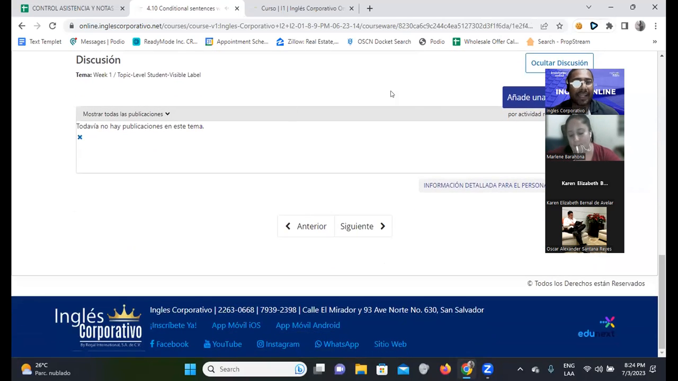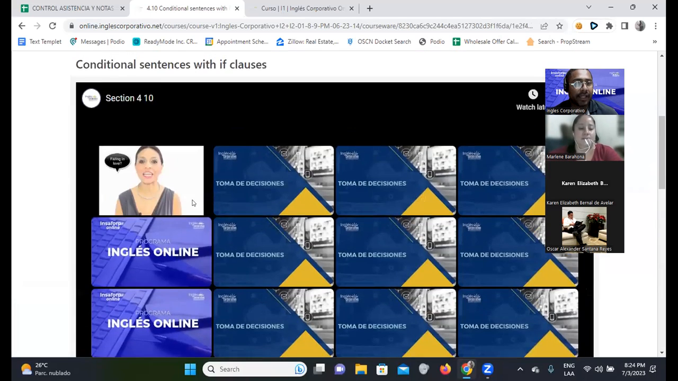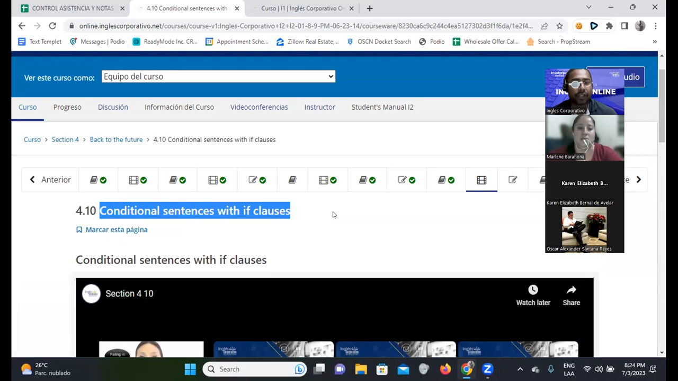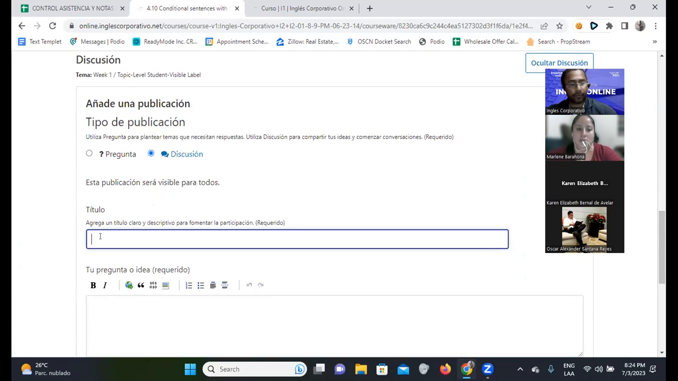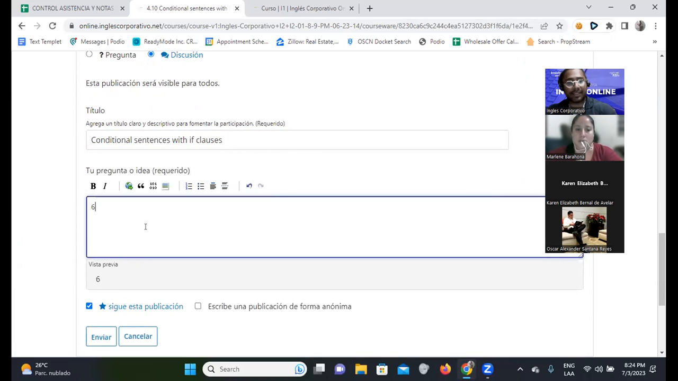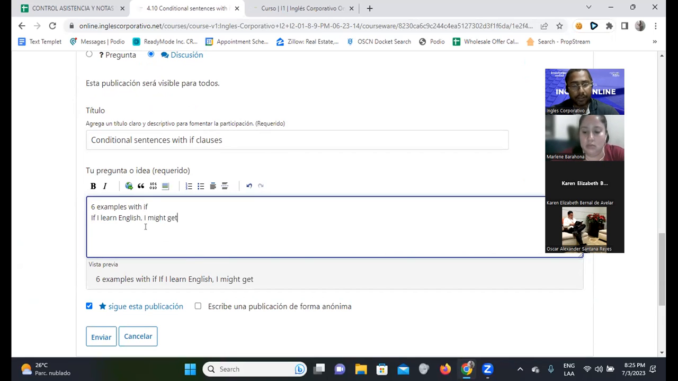Okay, so we're going to write down here. You're going to go where it says título, and you're going to copy conditional sentences with the if clause, and you're going to put it over here. And I want you to give me at least 6 examples with if. For example, if I learn English, I might get a good job.